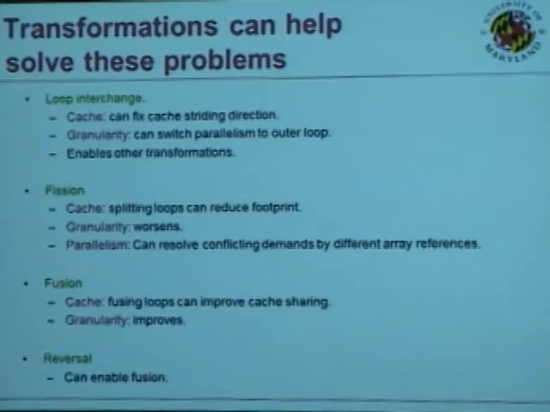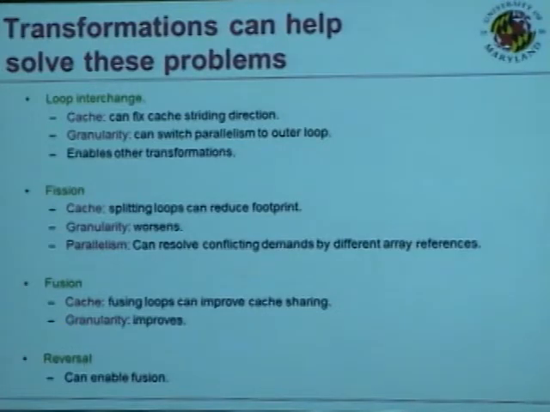Fusion is another thing I can use. Caches can sometimes really start improving their cache sharing if I fuse loops. I've got two loops, they both access the same elements. If I fuse them, I get much more temporal and spatial locality. Those are somewhat technical terms for cache reuse, but basically it means you get much better performance. And of course, I reduce my cost to granularity.